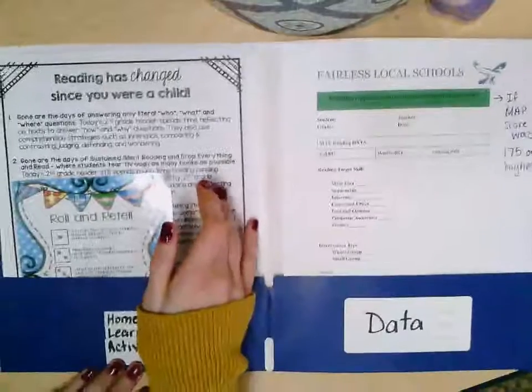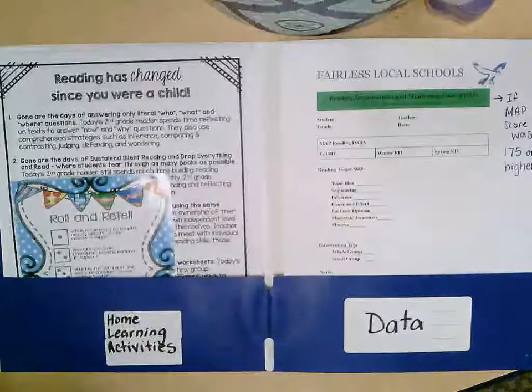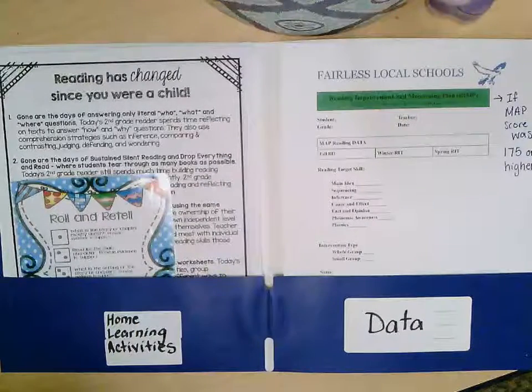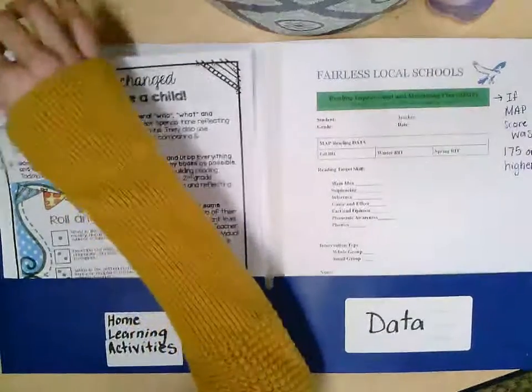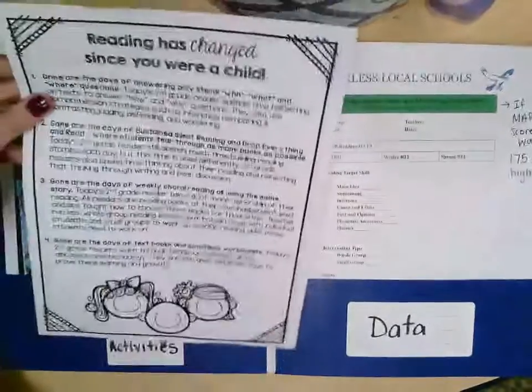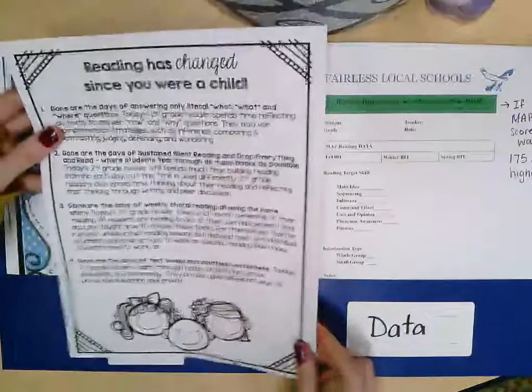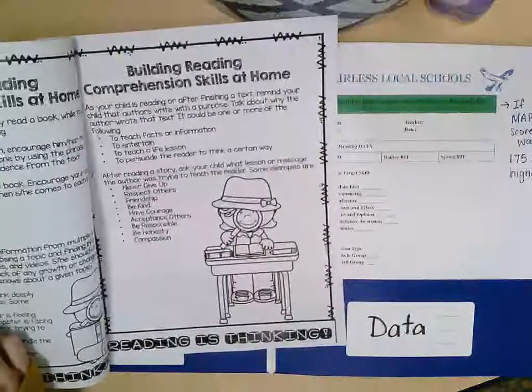If we move over to the home learning activities, what this side is, we would love for our students to be doing things at home that we're doing here at school. We think that having the exposure to it not only at school will help them be successful in the classroom. So the first packet is just explaining how reading has changed since you were a child, and you can read that. There's a lot of good information on there.